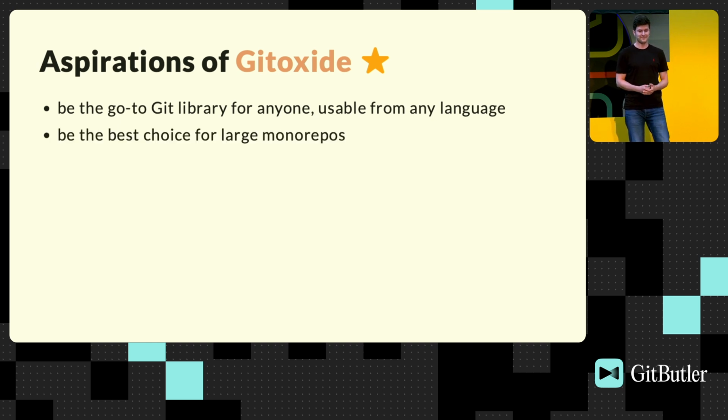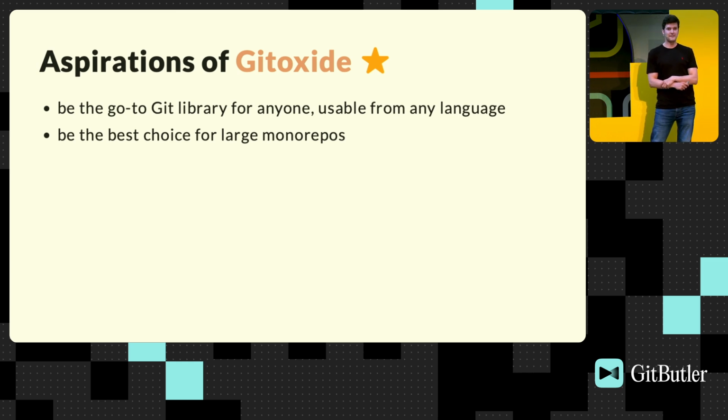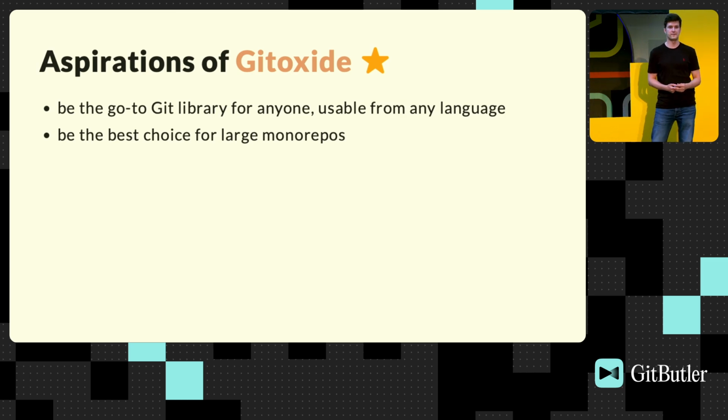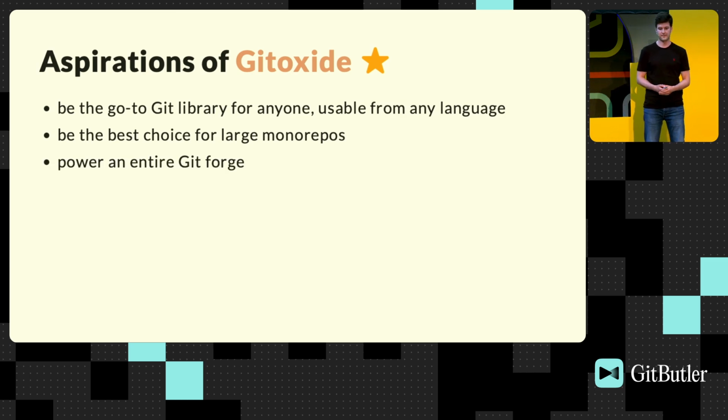but you can try. Then, ideally, Gitoxide becomes the best choice for large monorepos, the fastest way to interact with these huge repositories that maybe even Git itself struggles with. The reason for this is that Gitoxide, thanks to Rust, can parallelize much better, which means lots of potential performance improvements right there with every core on your machine.